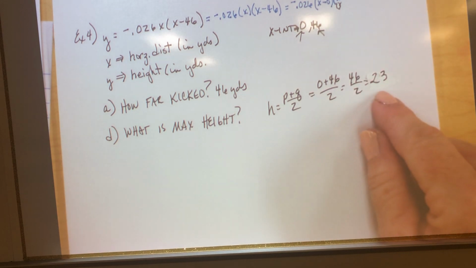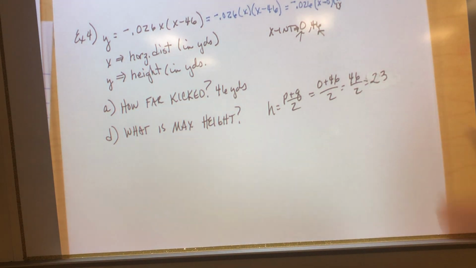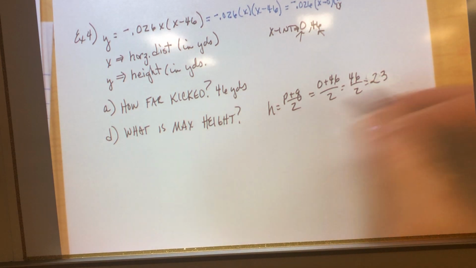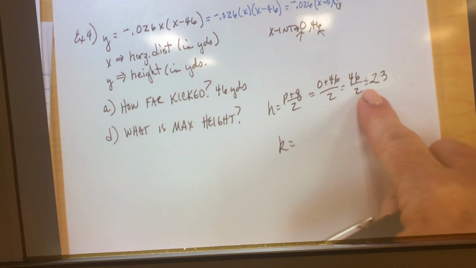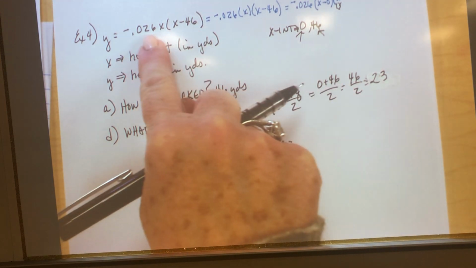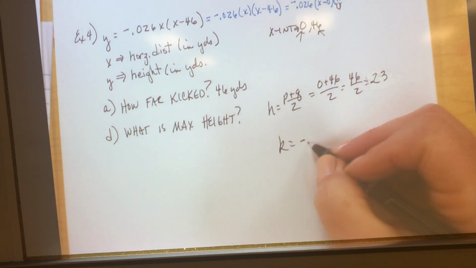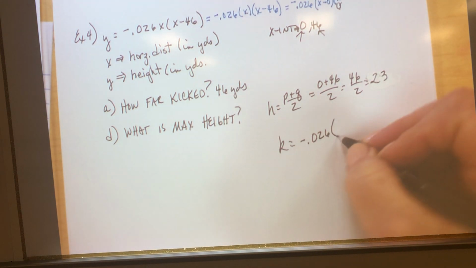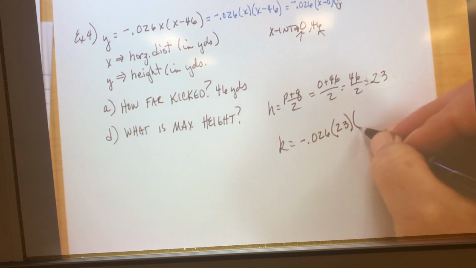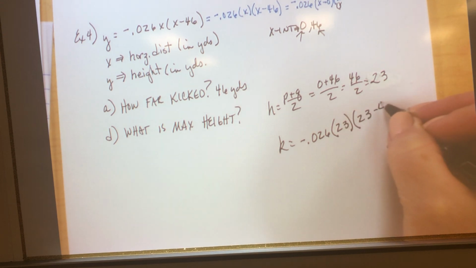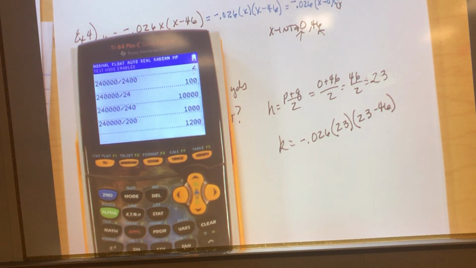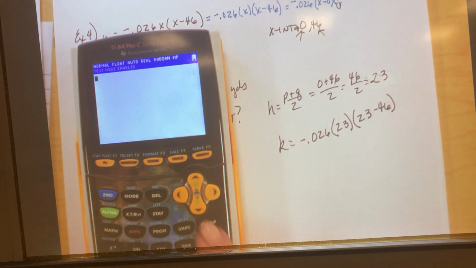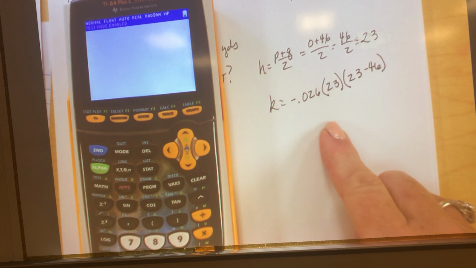height. So what am I gonna do with that to find my maximum height? Look at this. Yeah, I'm gonna plug it in my equation. This is my h, my x value, and I need to find my k. Okay, so k is equal to, I'm plugging this 23 back in this equation right here. So I'm gonna go negative 0.026 times 23 times 23 minus 46. Okay, so I'm gonna pull my calculator out. Now look, if I ask you to do some of these problems on a test, you probably would need a calculator, okay?